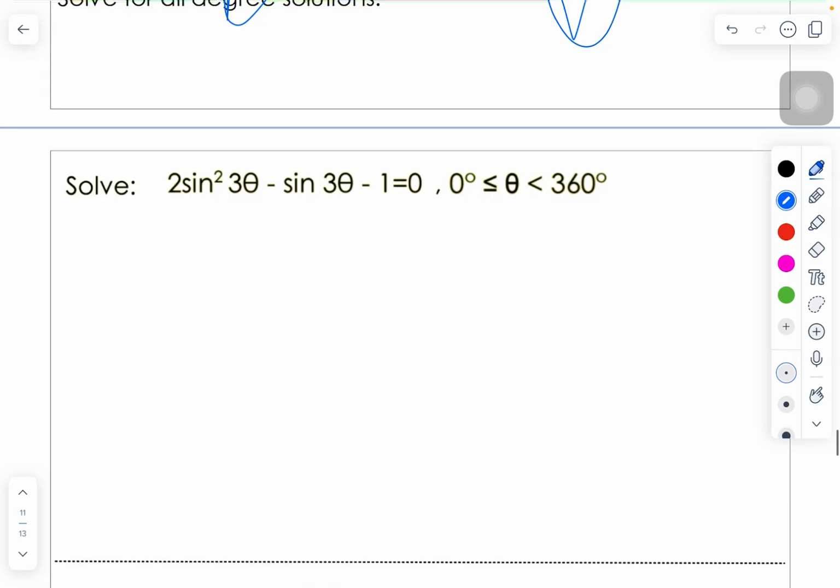Okay, so I'll do the same thing. Now, maybe I'll simplify it a little bit. I'll take the 3 theta out. So I'll come up with this idea that whatever I get when I solve for this original angle, so maybe here like this, I'll go 2 sine squared of x minus sine of x minus 1 equals 0, where x is equal to 3 theta.